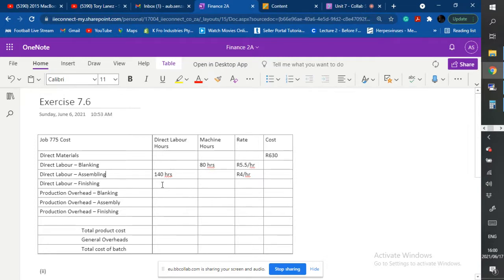Okay, then here finishing is also direct labor hours, so this was 60 hours. Okay, and then here we know that the rate is how much? How much did they say the rate was? 4 Rand 50. Okay, so then we have to just times these. Okay, so let's do that first.